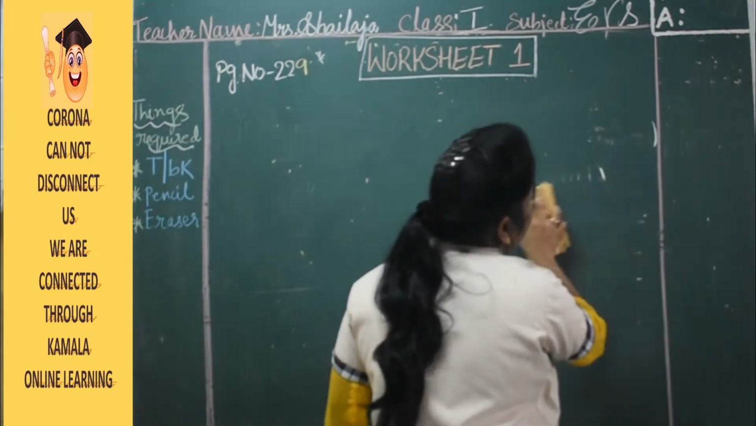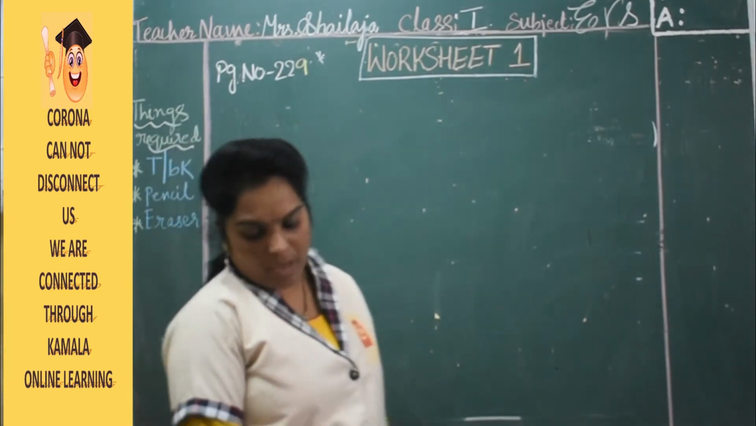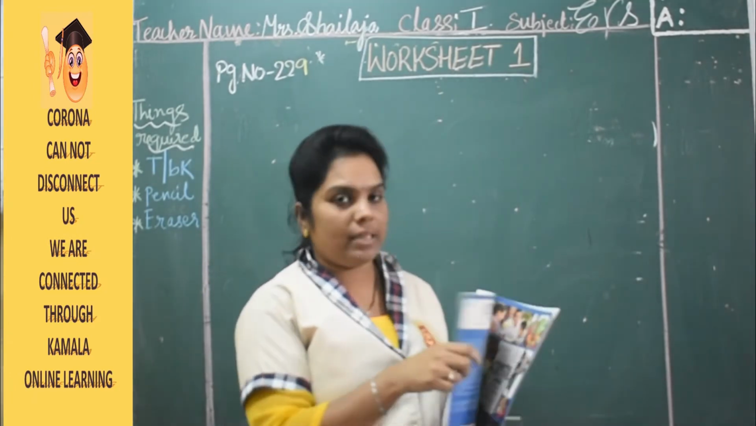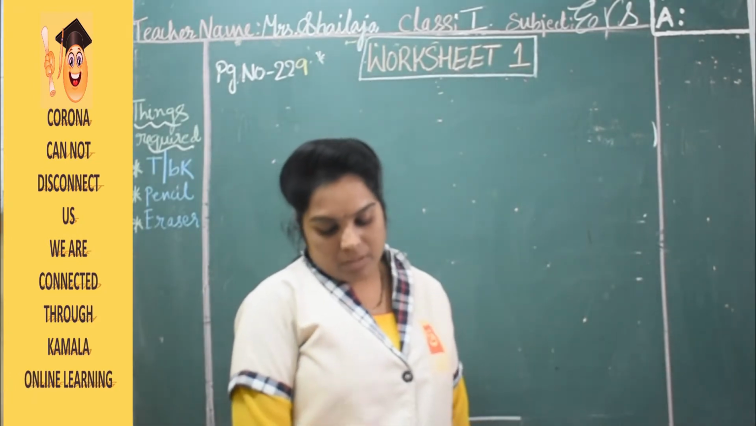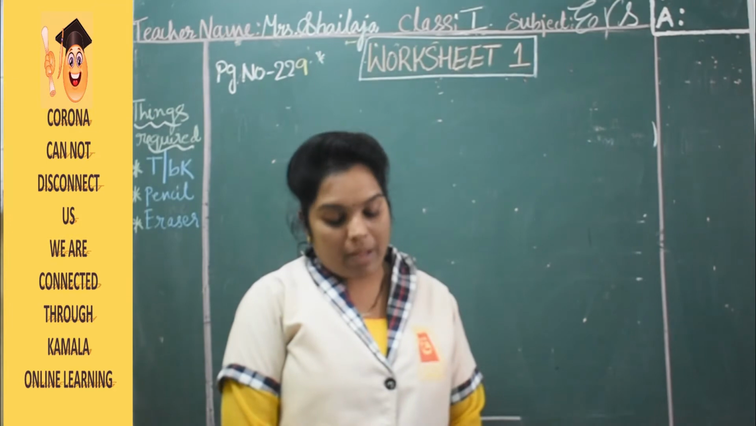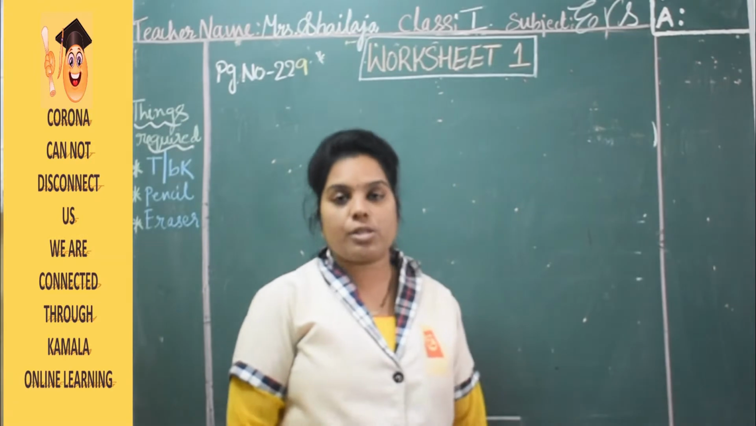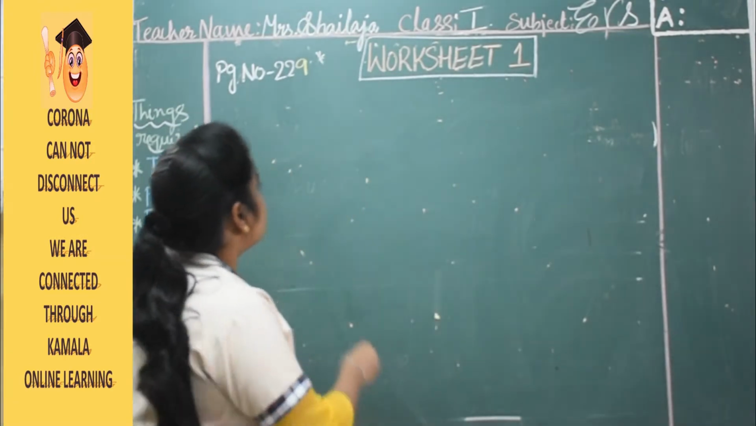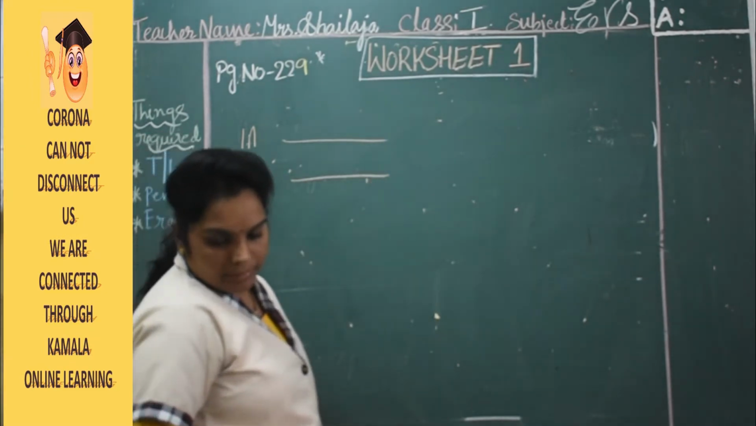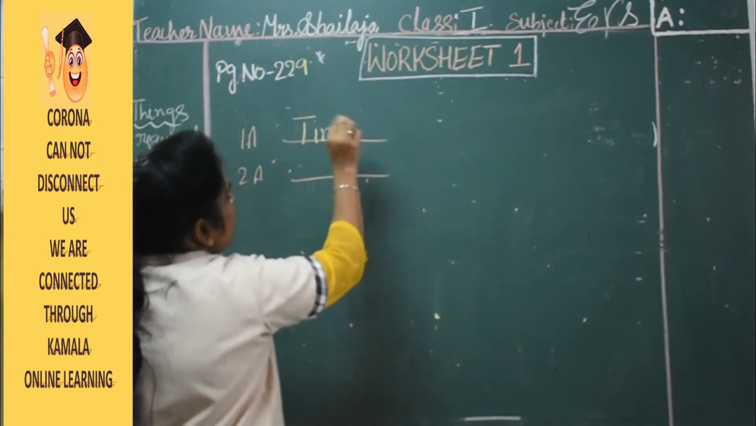Now the next one we have here. Look at the pictures and answer the questions. So you have to look at the picture and answer this question. Whose family is this? Our family lesson is related to that word. It belongs to Tina's family, right? First answer: Tina. T-I-N-A, Tina.